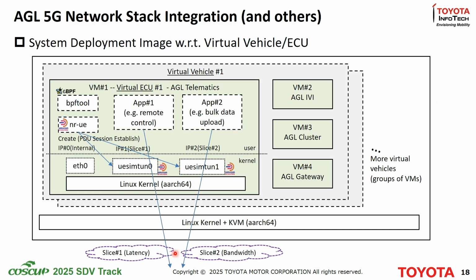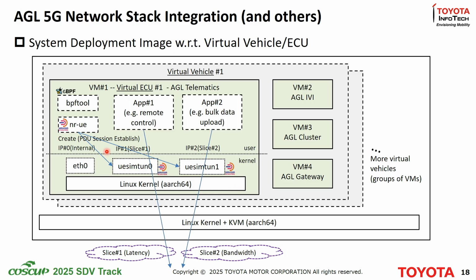So regarding AGL and also the 5G network stack, and additionally the observability stack integration. If we integrate the 5G stack into AGL, as I explained, and also when we want to use more than 2 slices from one Linux operating system like this, the green box is one AGL operating system instance.